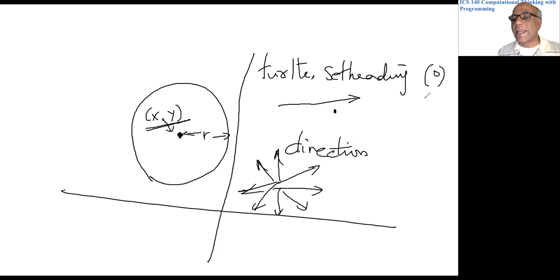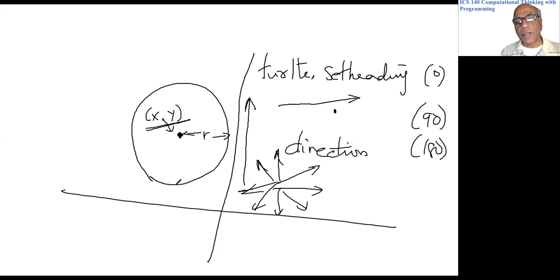If you put 90, you are going north. 180 would be going west, and 270 will be coming down, south. So these just set the direction. They don't make the turtle go anywhere. For that, you use something like turtle.forward or turtle.goto, etc.